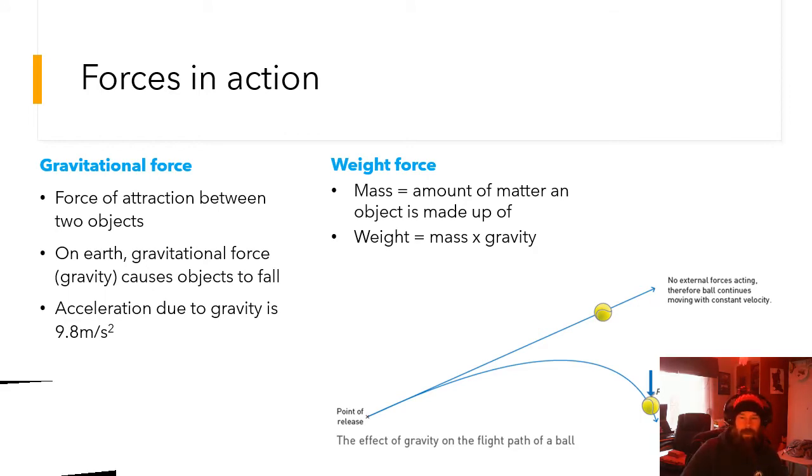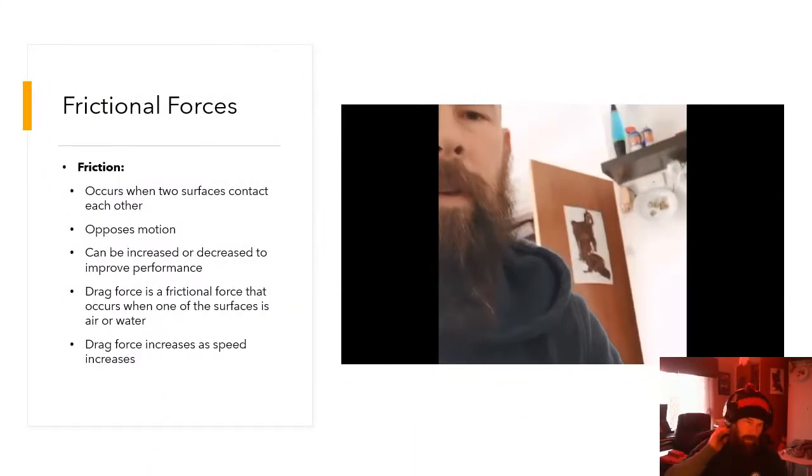So frictional forces. Friction occurs when two surfaces come into contact with each other. They oppose motion. Okay, you can increase it or decrease it if you want to improve performance. So in the instance of, let's say, weightlifting, people want to increase the amount of friction they have, which is why they put their hands in the chalk and dust the hands, and that increases the friction that they're able to put onto the bar.